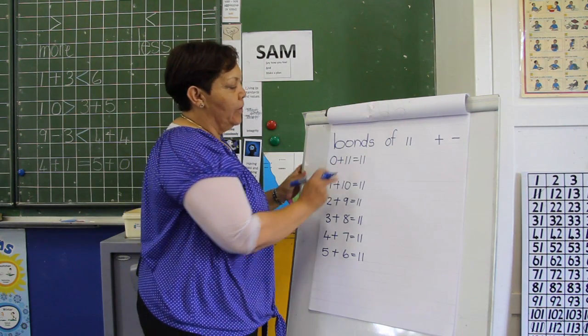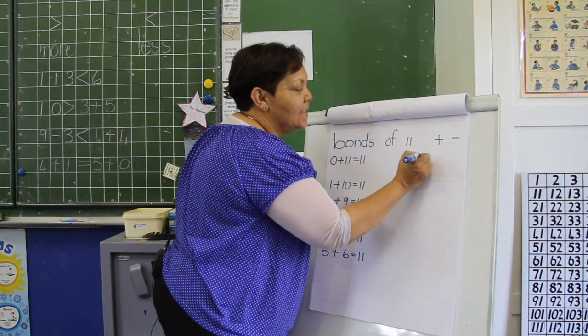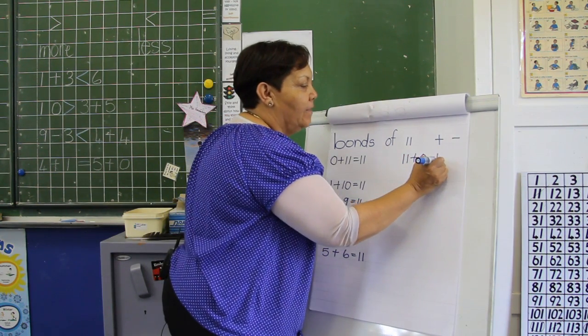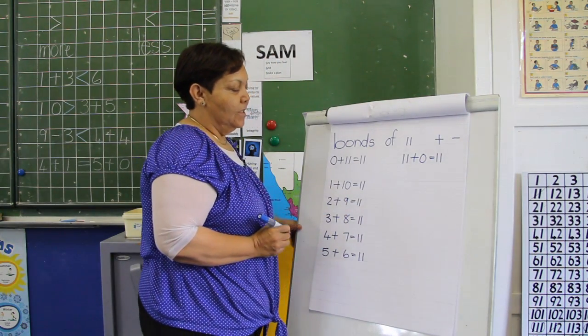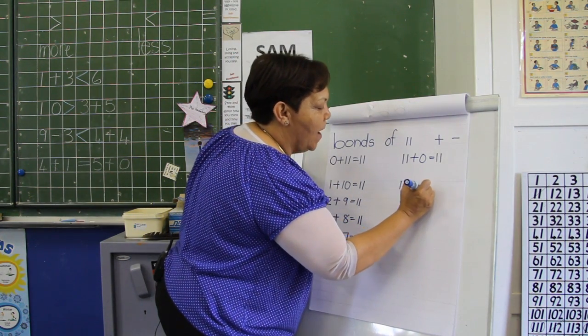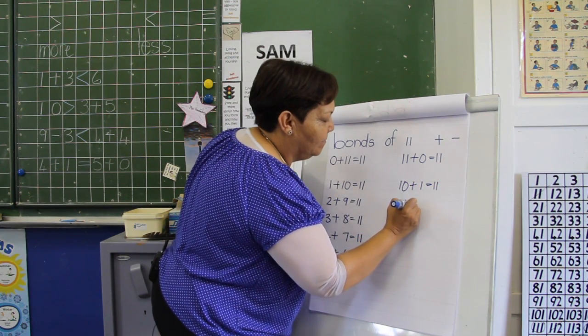So on this side, we are going to start on 11 plus 0 equals 11. And they go down and do the same with all the sums. 10 plus 1 equals 11. 9.